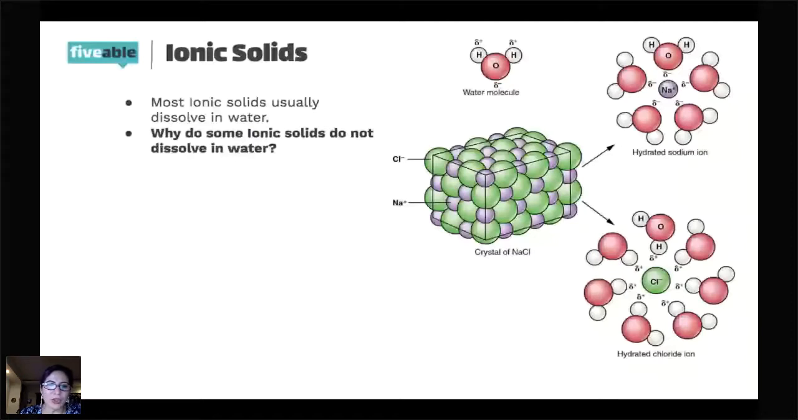Excellent. So usually ions with a charge of +1 or -1 will dissolve, but ionic solids with greater charges, +2, +3, some of them won't be able to be soluble in water. Okay, excellent. Let's move on.